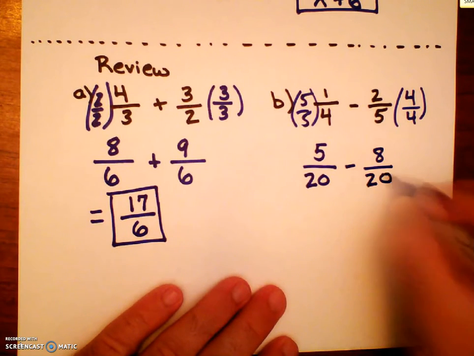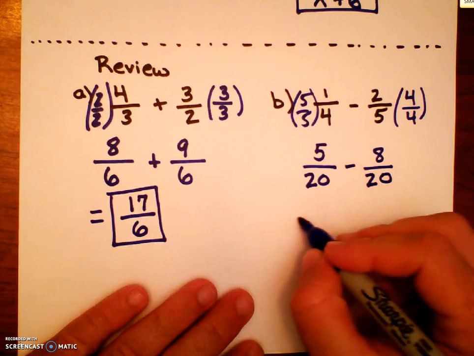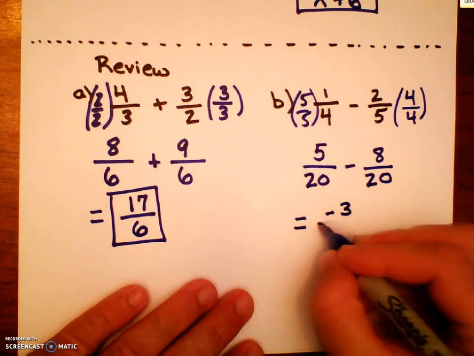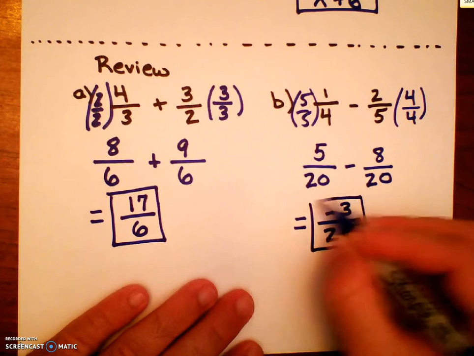Now that we have common denominators, we can subtract the numerators. So 5 minus 8 is -3 over 20, and that does not reduce, so that is our answer.